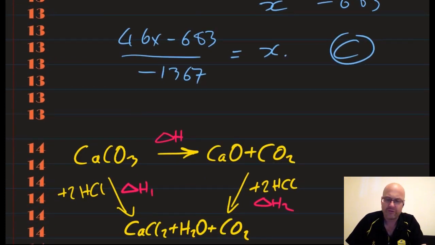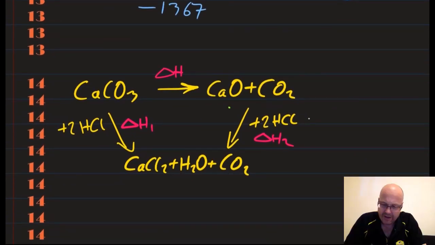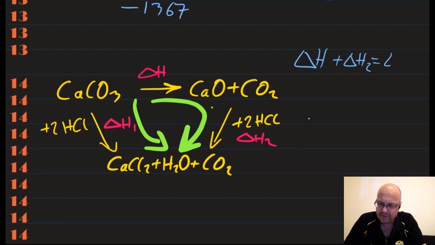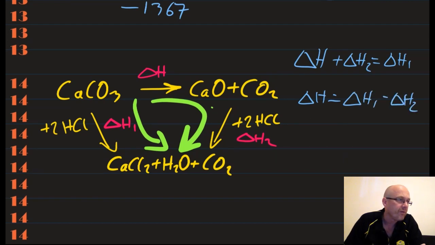14 looks tricky. I'm not even going to read the question. So the arrows going this way equals the value of the arrows going that way. So clockwise arrows equal counterclockwise arrows. So I've got delta H plus delta H2 equals delta H1. So if I want delta H, that's going to be delta H1 minus delta H2. Delta H1 minus A, 14A, bang.